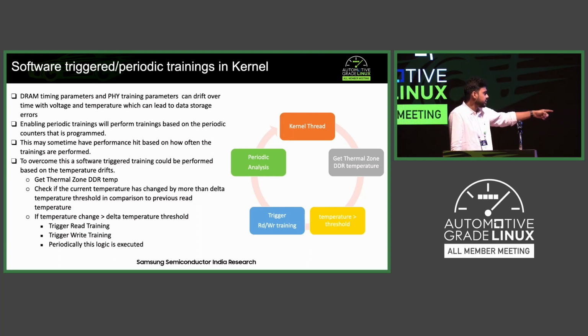We will first trigger the read training. Once it is done, we will trigger the write training. And this logic is periodically executed. This temperature threshold is also programmable, so based on the automotive environment, we can lower or increase the temperature threshold accordingly.